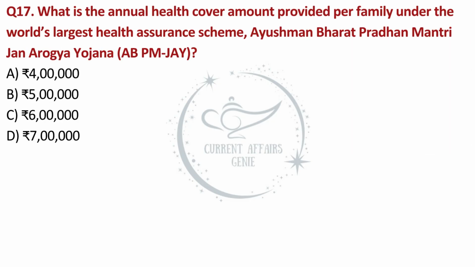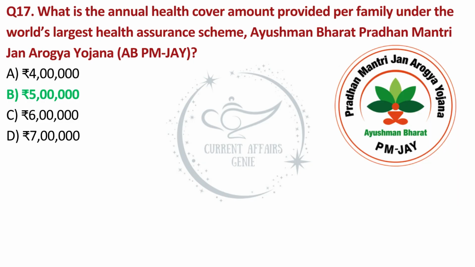What is the annual health cover amount provided per family under the world's largest health assurance scheme, Ayushman Bharat Pradhan Mantri Jan Arogya Yojana? Option A. 4 lakh rupees. Option B. 5 lakh rupees. Option C. 6 lakh rupees. Option D. 7 lakh rupees. Correct answer. Option B. 5 lakh rupees.